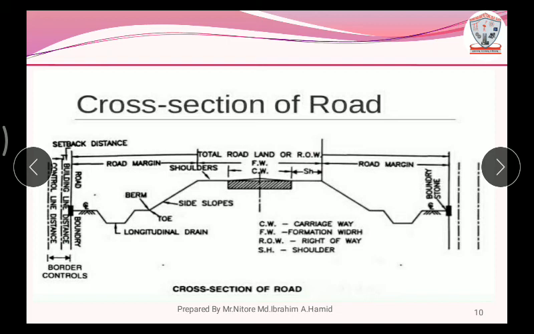What is kerb? Kerb is the boundary between the pavement and shoulder or footpath. This is the overview of the cross section or the components of the road. In the next session we will discuss in depth the cross section of the road, that is formation width, crown, camber, divider, separator, shoulders, kerbs, carriageway, what is carriageway, what is right of way, with diagram.